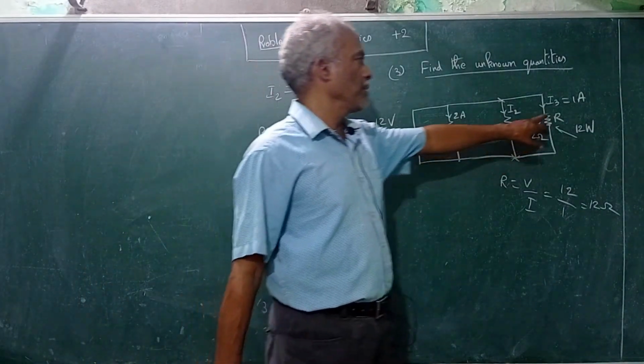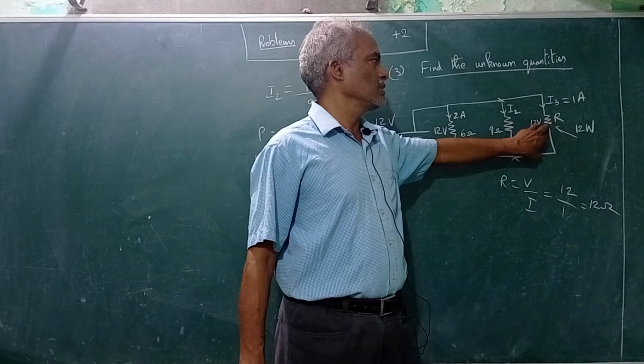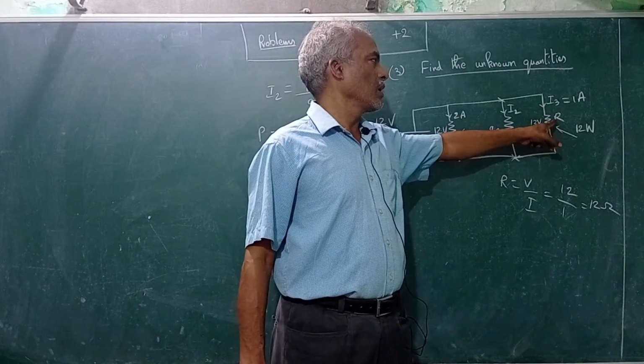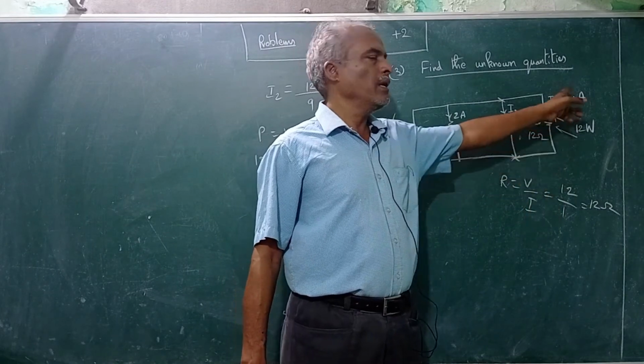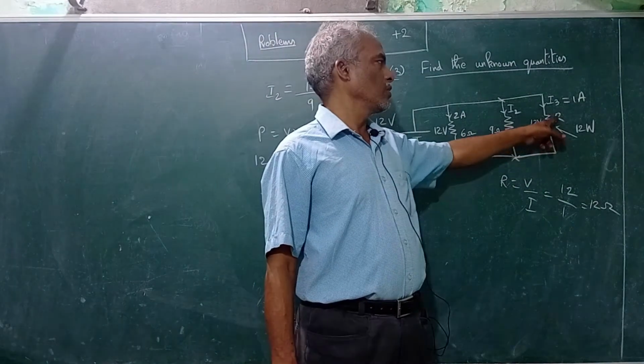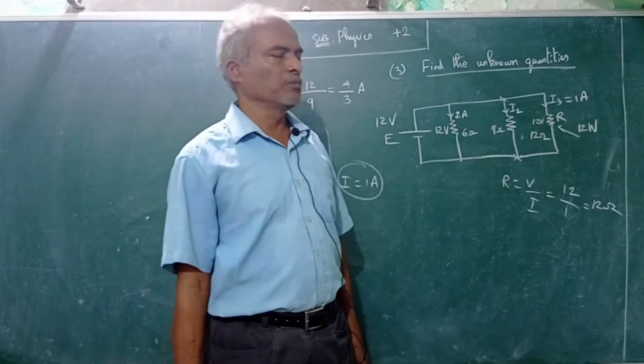So current is 1 ampere. We know the voltage across this resistance, which is 12 volts. Therefore, we can always find R. R is equal to what? V by I. That is 12 divided by 1 is 12 ohms. The unknown resistance value is 12 ohms.